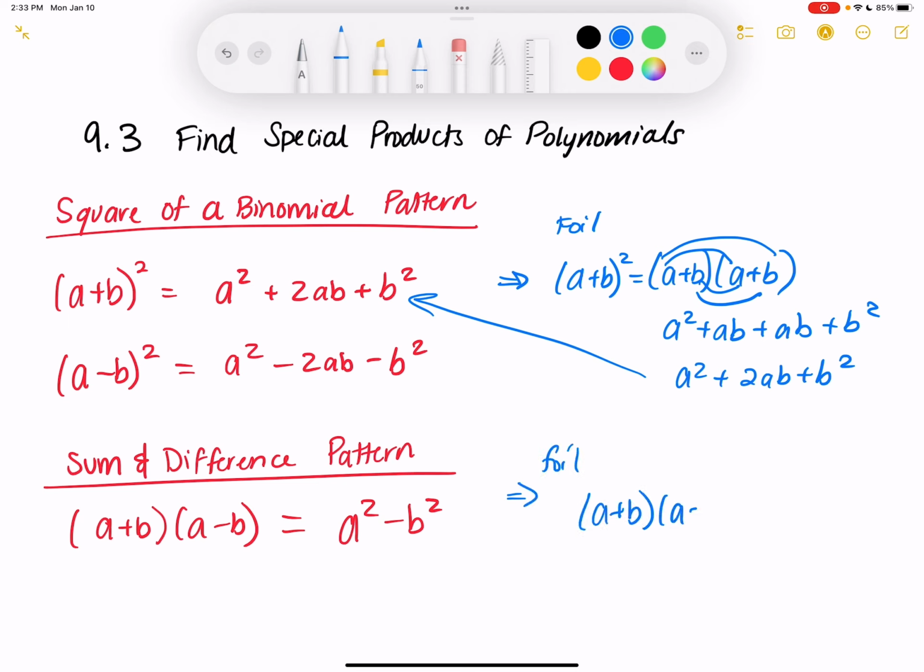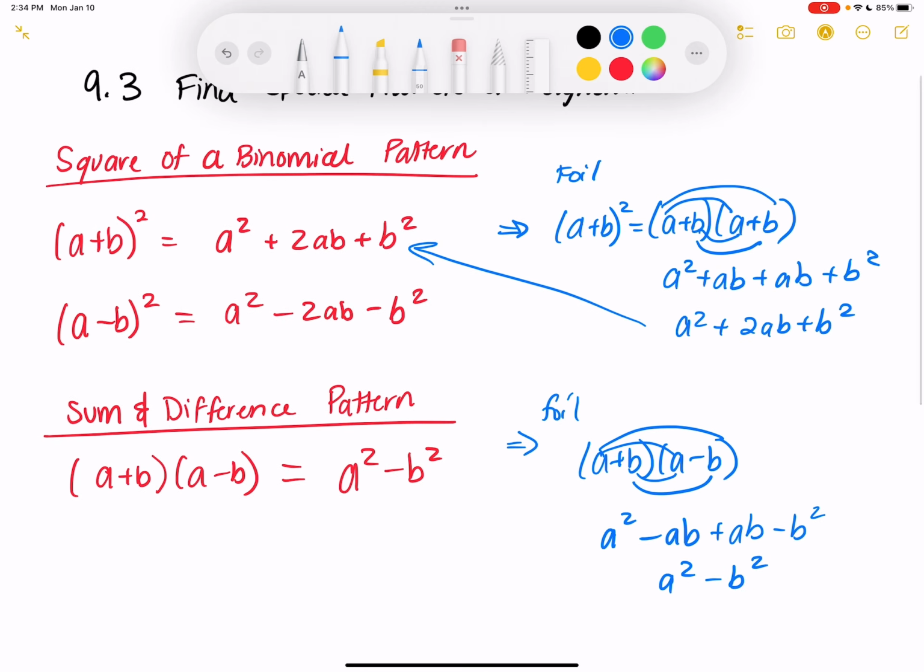A plus b times a minus b. First, outside, inside, last. So first terms, we would have a squared. Then you have a times negative b, so minus ab. Then b times a, so plus ab. B times negative b is negative b squared. So these ab terms cancel, leaving you with a squared minus b squared. So that's how we get from here to here, okay? And how you could do it with FOIL if you don't recognize that it's a special pattern. All right, so let's look at some examples.